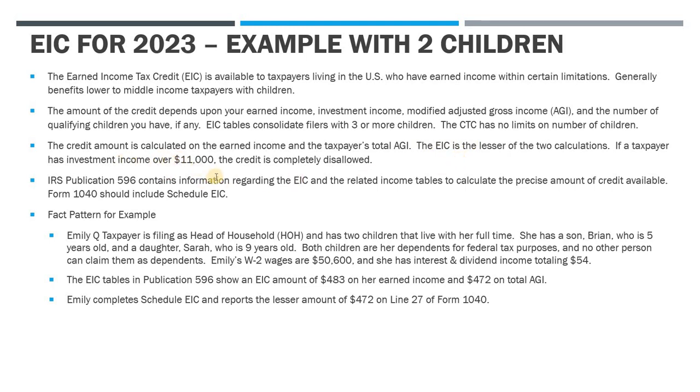Now the credit amount is calculated on both your earned income and your total AGI, and then it's generally just going to be the lesser of those 2 amounts, and so that's why you have to do the calculation twice, and we'll see that on the worksheet.